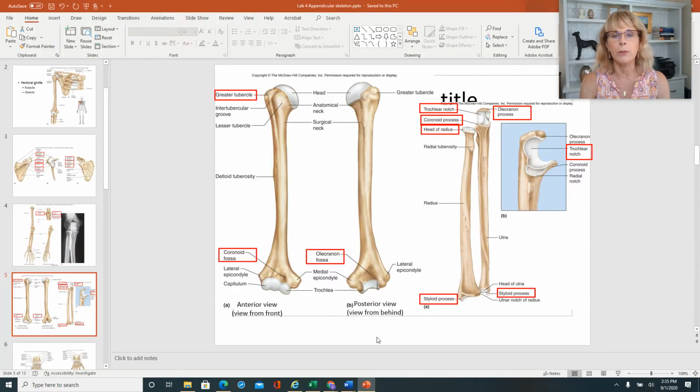Let me show you back on our PowerPoint. All right, we're back. The coronoid fossa was the little dip that the coronoid process, hold on.